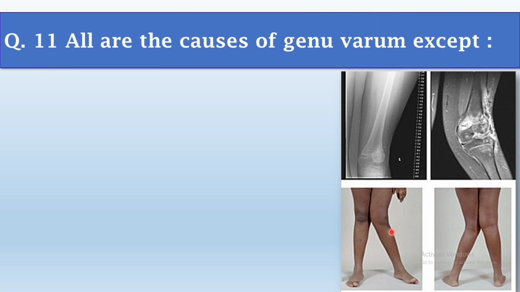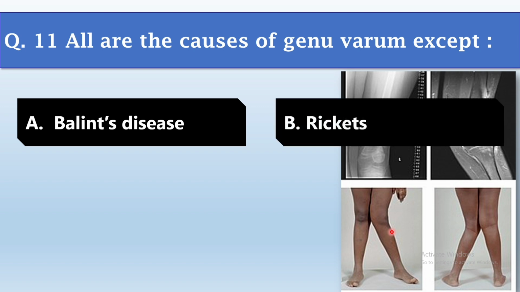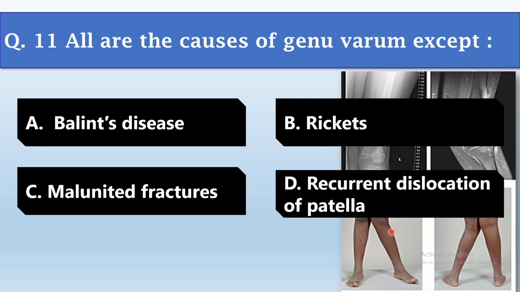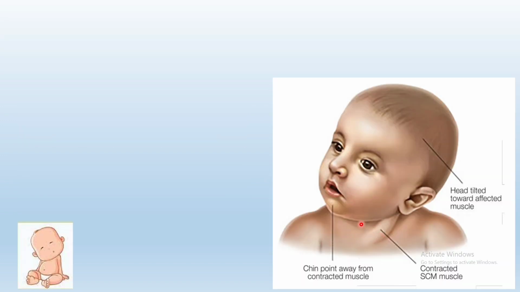Question number 11. All are causes of genu varum except option A Blount's disease, option B rickets, option C malunited fracture, and option D recurrent dislocation of patella. The answer is recurrent dislocation of patella. Genu varum is also called bow leg, and genu valgum is also called knock knee. See the picture and guess the conditions, and comment below.